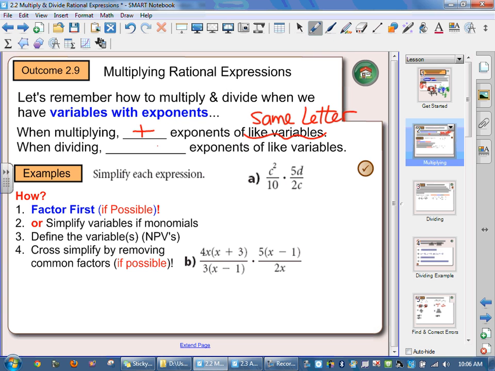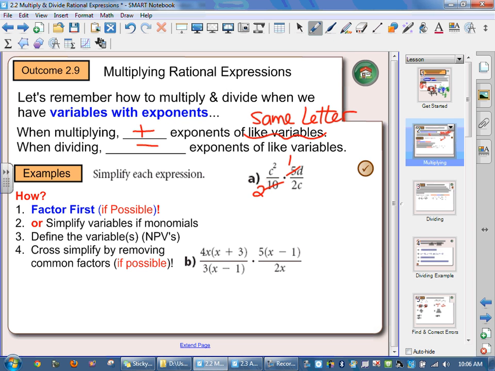Opposite, subtract. Now you're going to subtract exponents of like variables. That's what we've been doing. So if I take a look at this first example, I've got c squared on top, I've got a 5d, and I have a 10, and I have a 2c. Well, if I use my cross-simplifying rules, 5 and 10 both divide by 5. He becomes a 1, he becomes a 2.